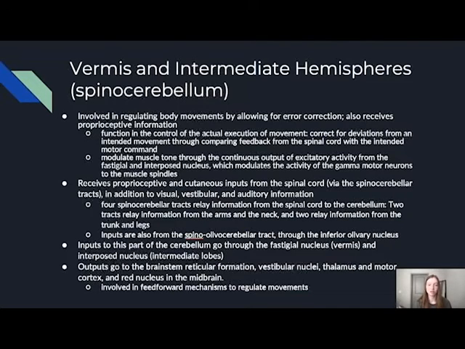Inputs to this part of the cerebellum go to those deep nuclei, specifically the fastigial nucleus, which is in the vermis, and the interposed nucleus, which is in the intermediate lobes. Outputs go to the reticular formation, vestibular nuclei, thalamus and motor cortex, and the red nucleus in the midbrain. And these outputs are involved in feed-forward mechanisms that regulate movement.